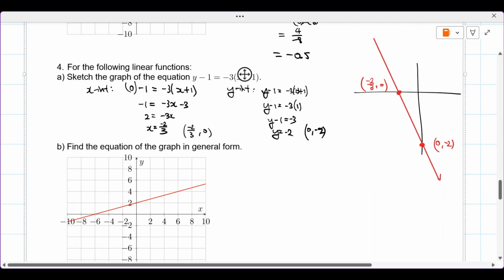That's good. So that's my equation, y minus 1 equals negative 3 times x plus 1. That's the sketch of the graph here.